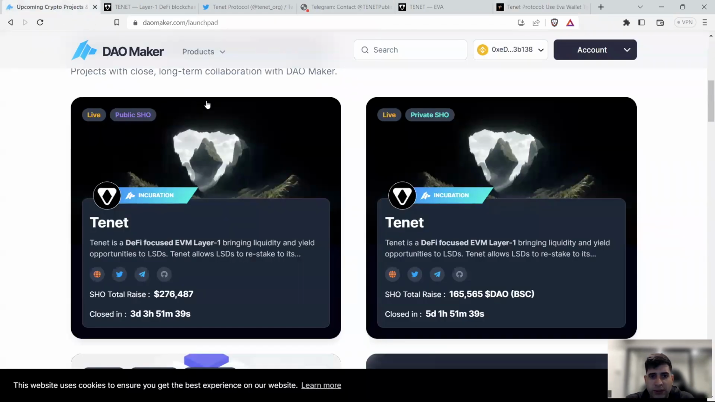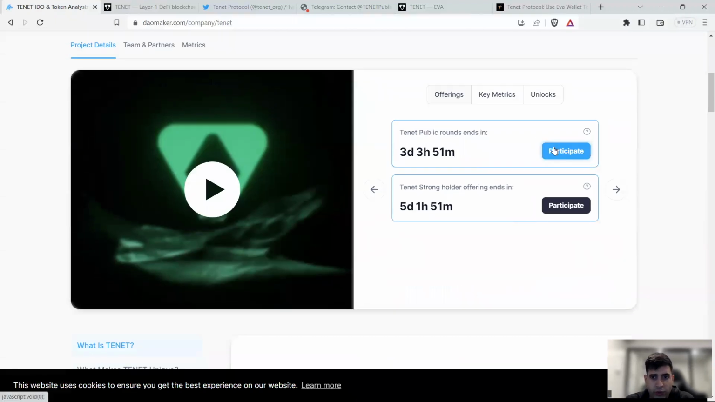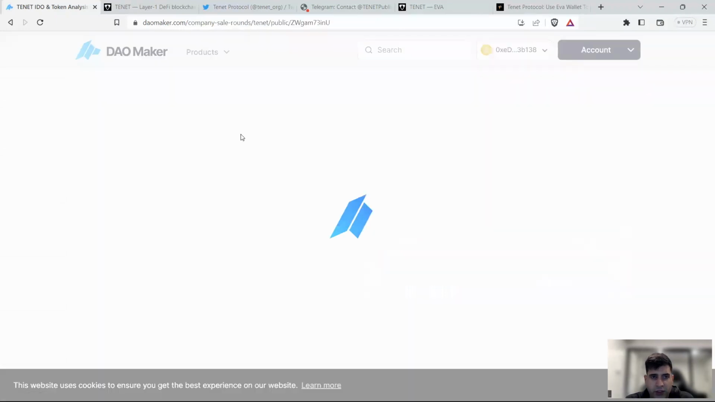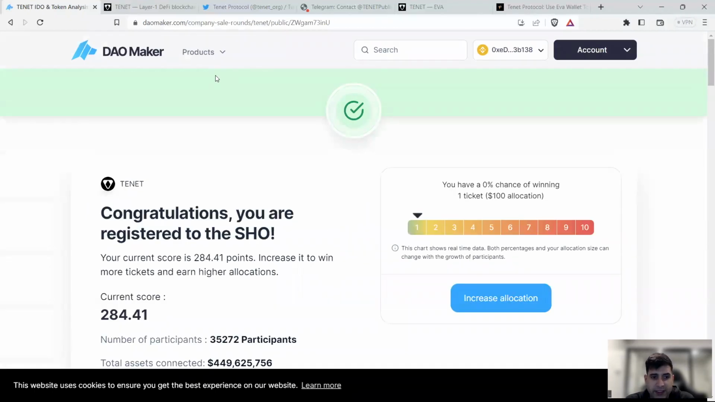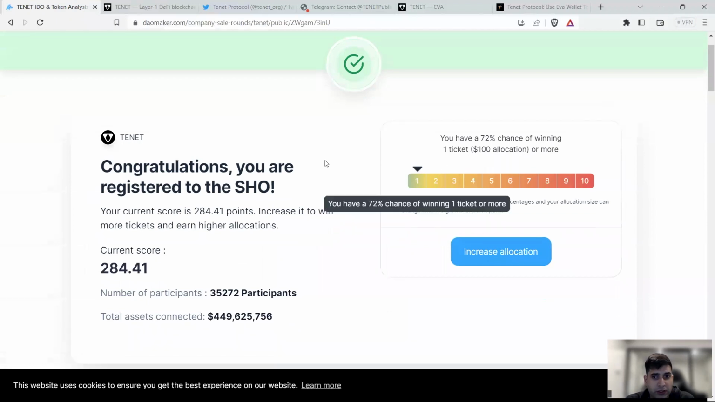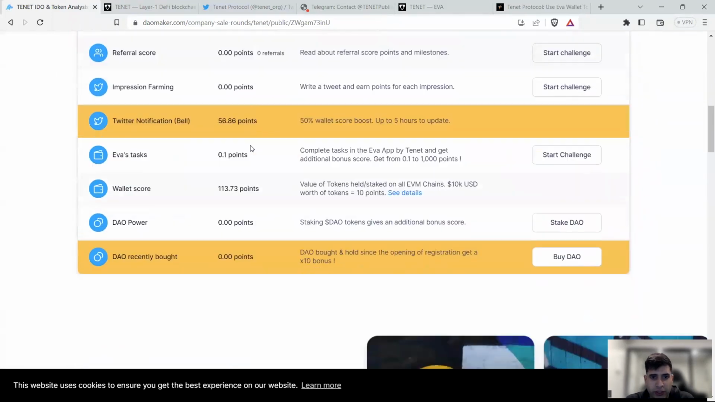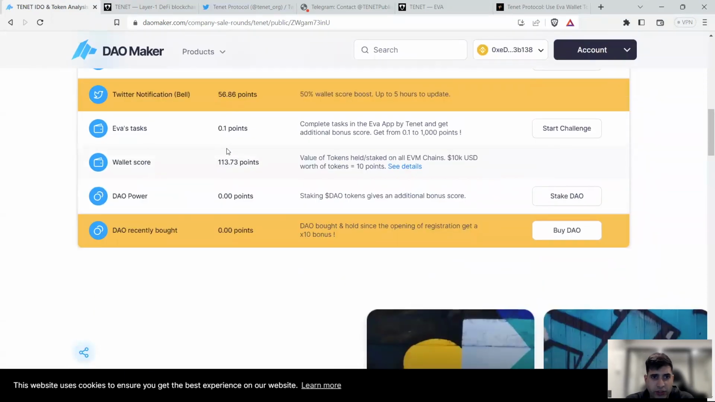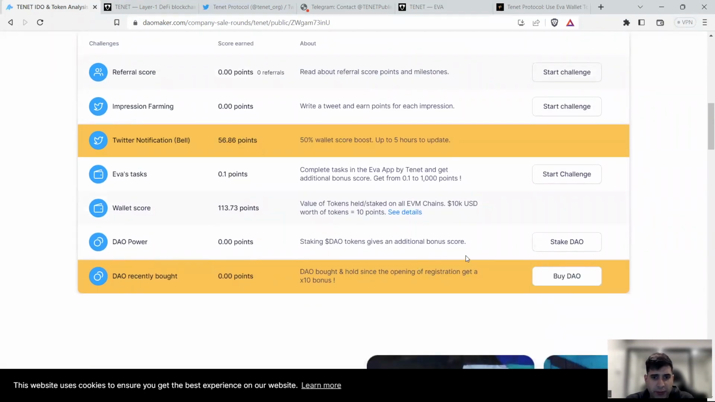Now, at the moment, to participate in the IDO, there are a couple of ways to join. One is, which I'll share my link for as well, to go to the Tenet public round. That's going to be on DAOMaker by holding no token, just holding at least $500 worth of assets in your wallet. Interesting, that keeps changing. So to hold this, you need to have $500 or more worth of assets. And once you join, you need to join activities. So you can join the Eva tasks, continuously earn more points. You can do impression farming. You can do referral score. If you buy new DAO Maker, you get bonus points for holding DAO tokens and DAO power. And the wallet score also is a key point that you can have here.